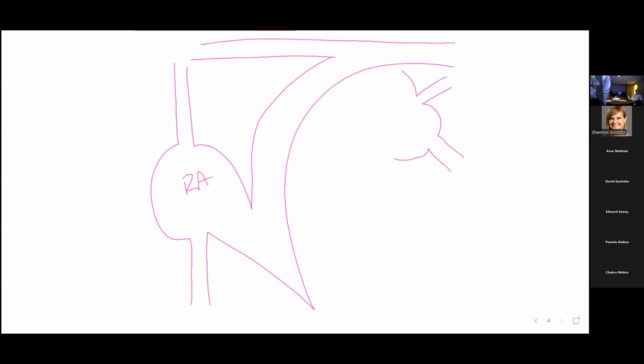putting in here left atrium. Mitral valve in here.